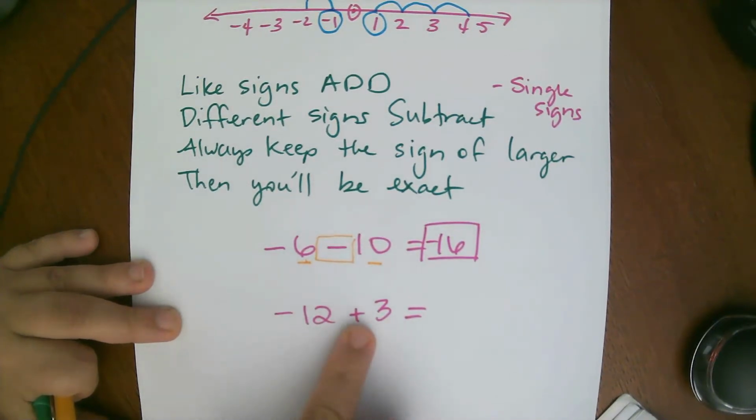First, ask yourself, is this a single sign problem? Well, I'm going to look between my two numbers. Yep, there's only one plus sign between. We're good to go. Like signs add.